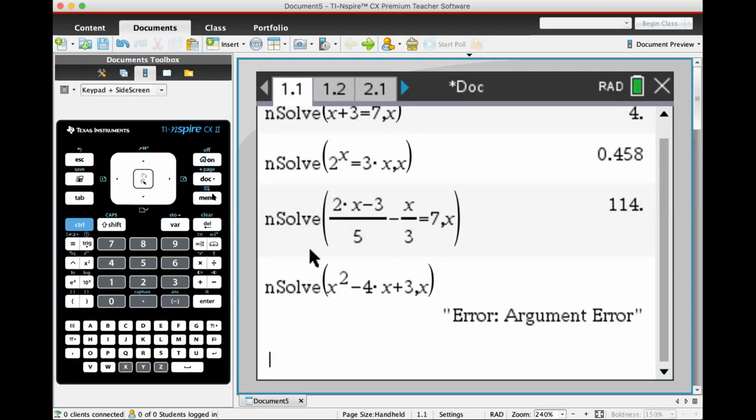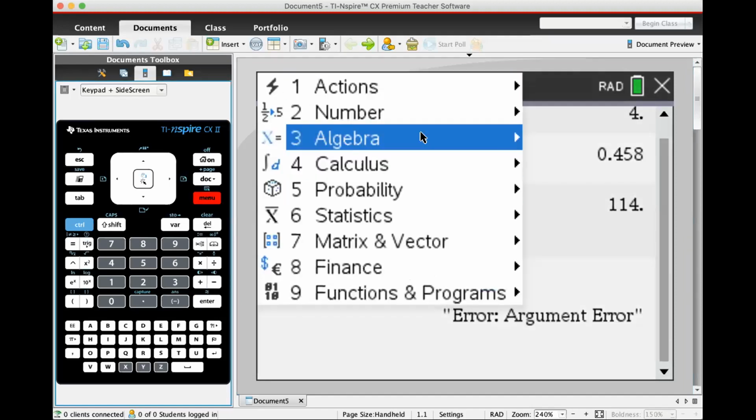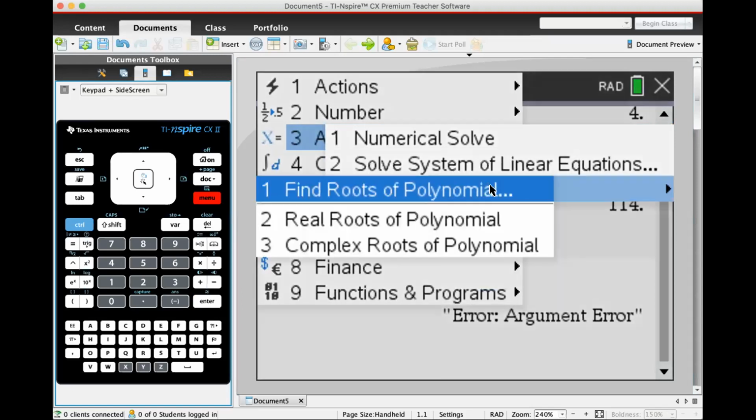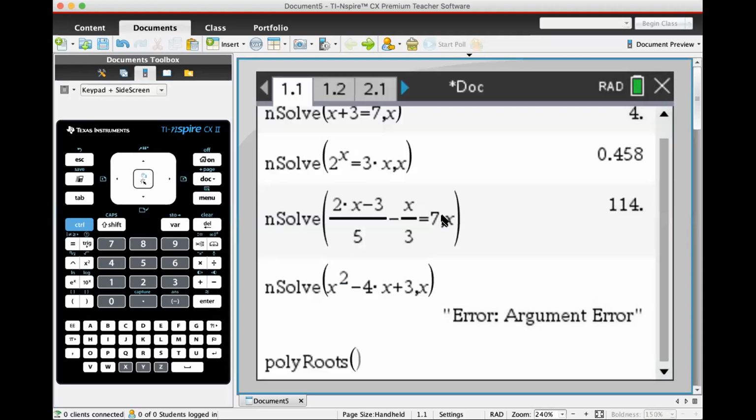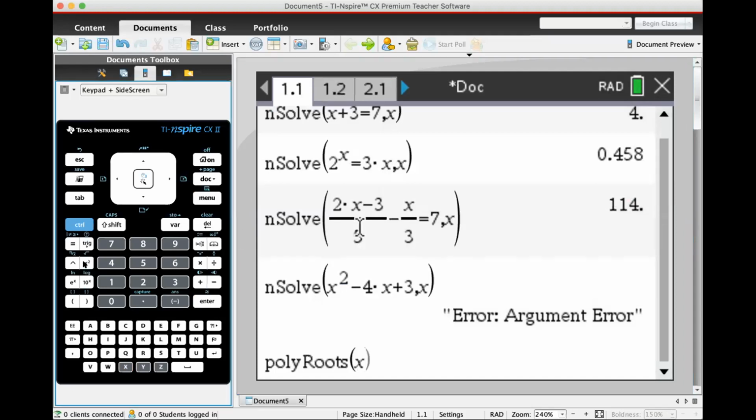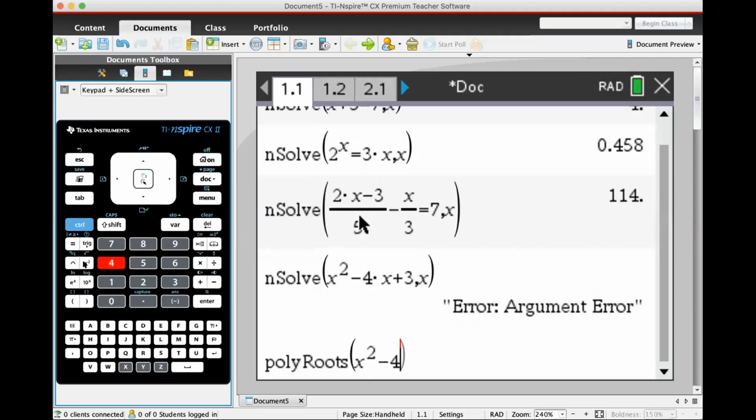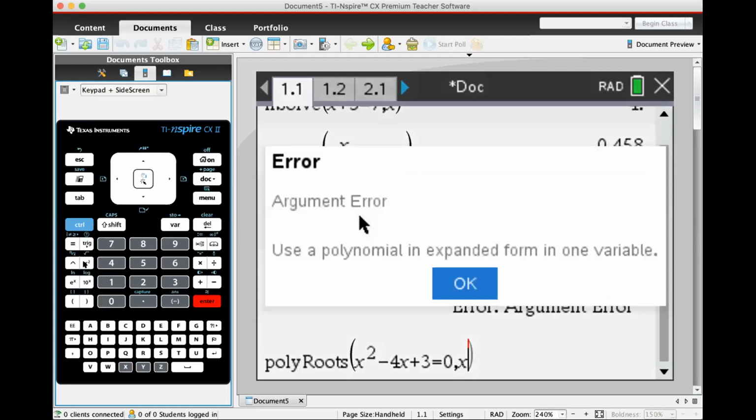The better way to go is if you use the polynomial tools. If you use the polynomial tools and find the real roots of a polynomial, that's a smarter way to solve an equation like that. Here I go, x squared, the same thing. So if I say x squared minus 4x plus 3, the same thing, and I say, should I put equal to 0? Polynomial roots of an equation, let's put equal to 0 and comma x.